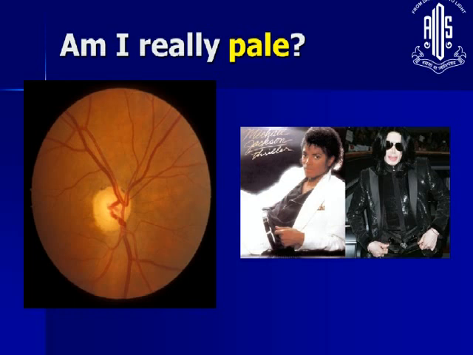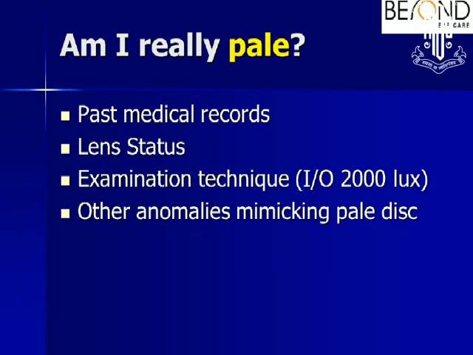The other thing which can help you when you have this kind of scenario is if you have past records. If you know that this nerve didn't look like this a few years ago, then you know that, oh, there is something which has caused this nerve to appear pale. Right? So am I really pale? In a normal setting, these are the things that you do. Past medical records. Lens status.